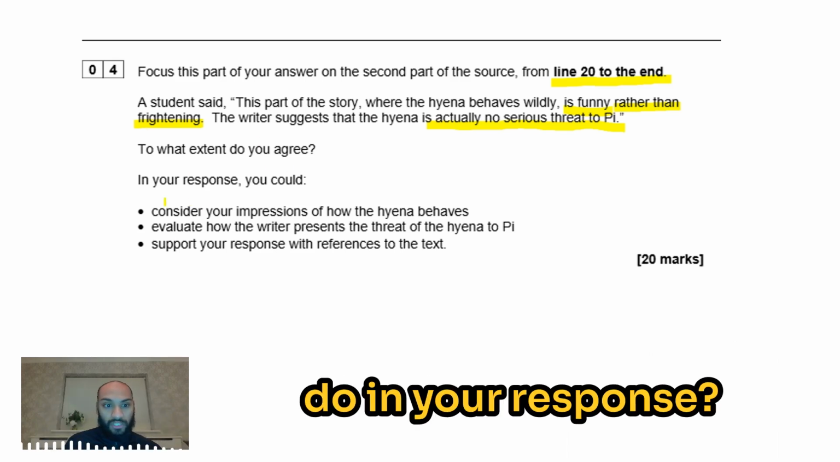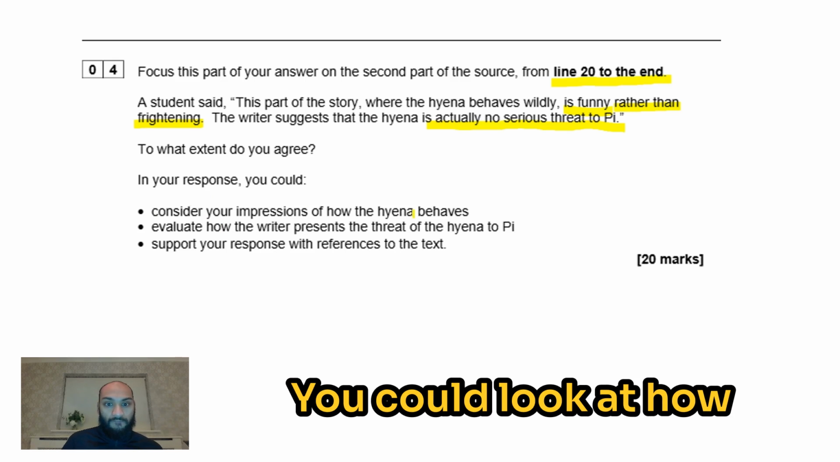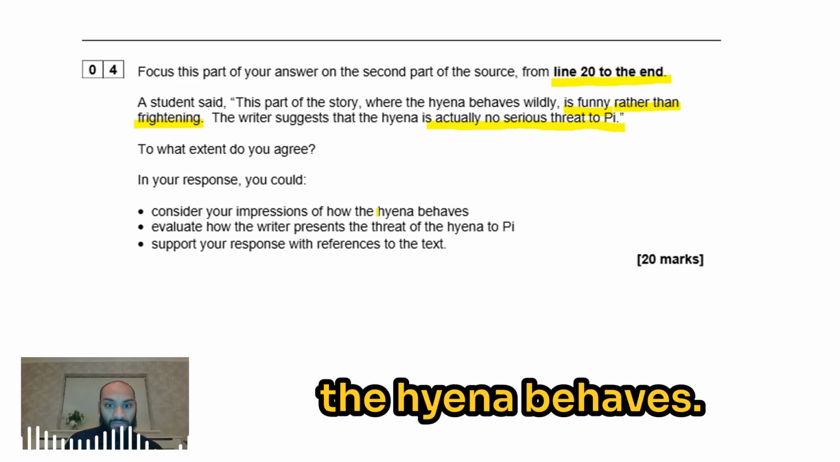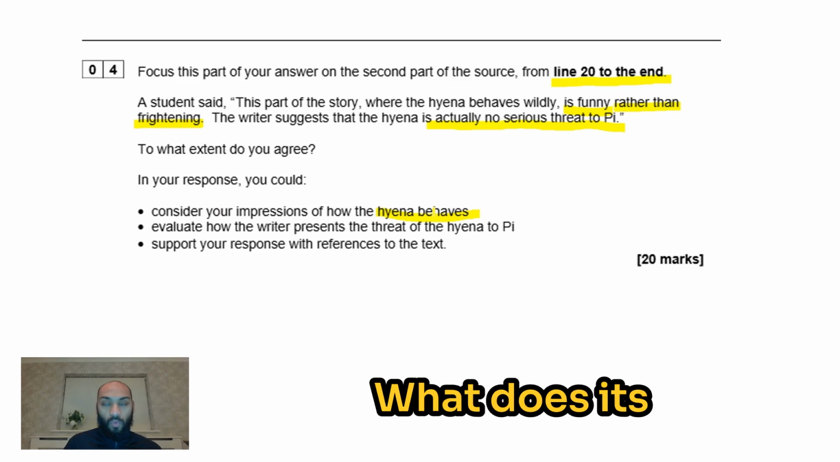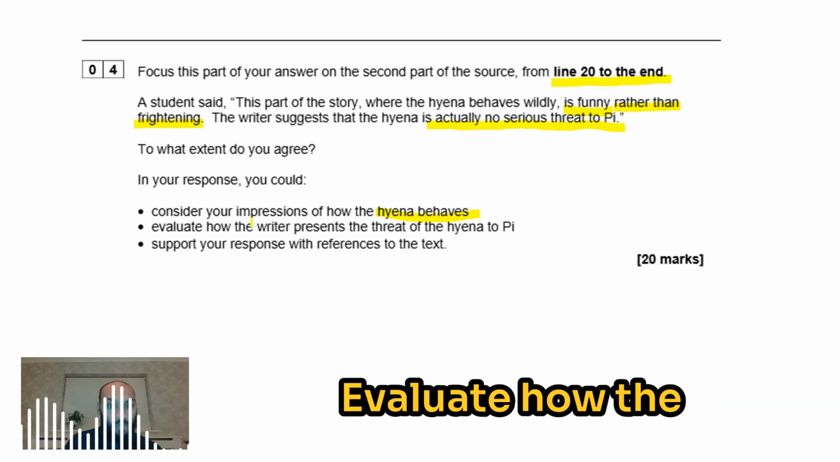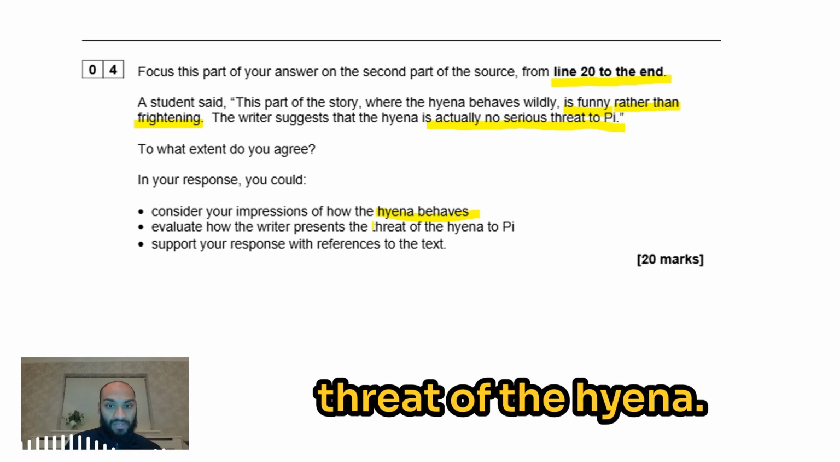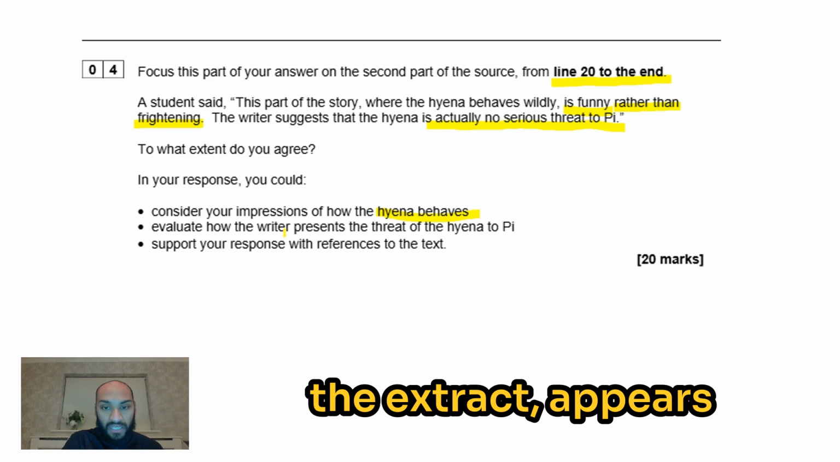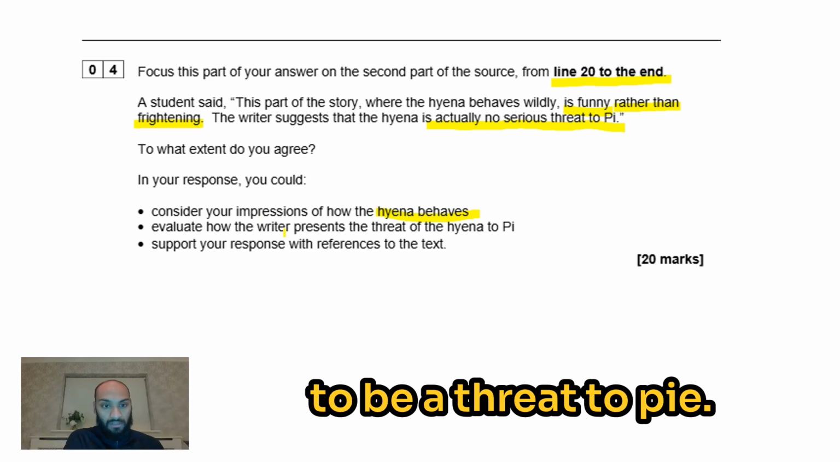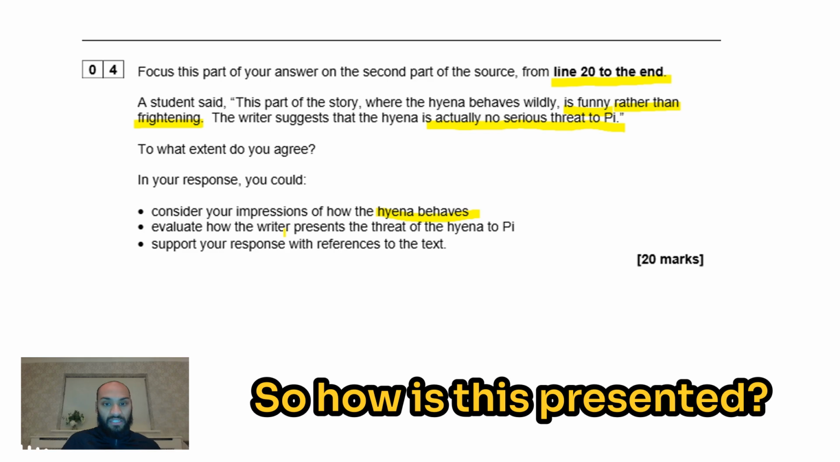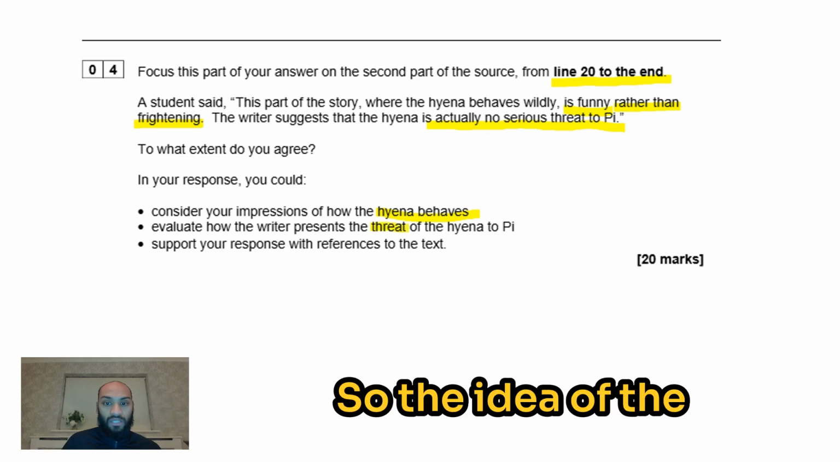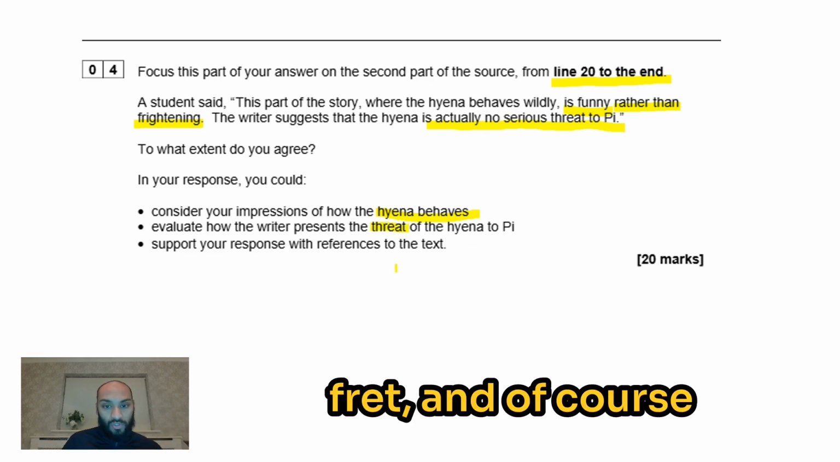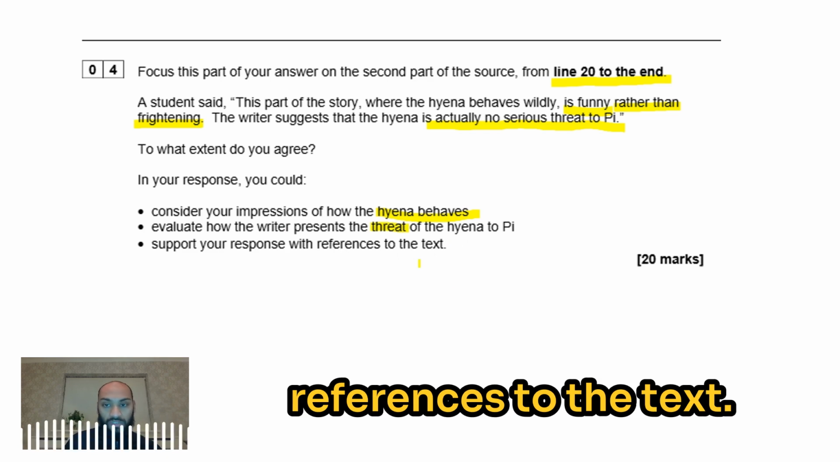So what should we do? In your response, you could look at how the hyena behaves. How does it behave? What does its behavior suggest? Why does it behave in this way? Evaluate how the writer presents the threat of the hyena. So we know that the hyena, if we've read the extract, appears to be a threat to Pi. So how is this presented? The idea of the threat, and of course we need to make references to the text.